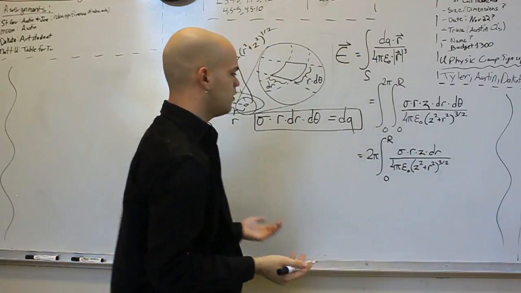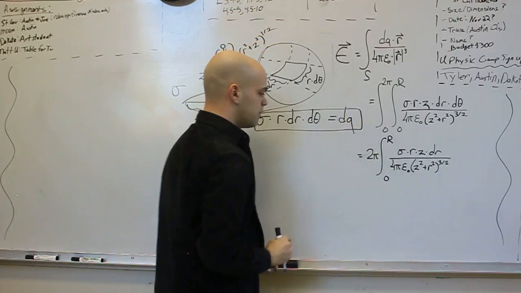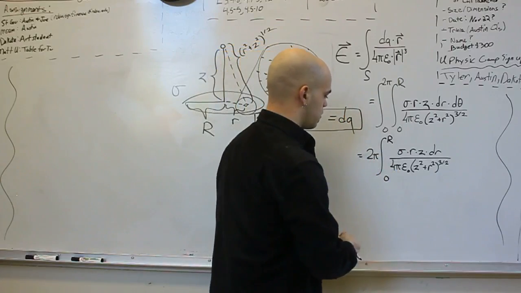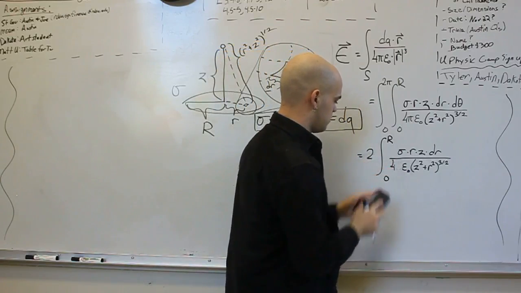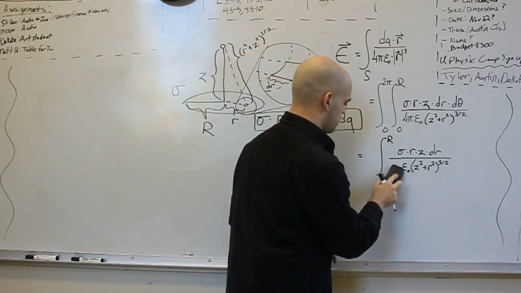Just becomes that. All of the theta stuff goes out. And note, there's now a pi in both the numerator and the denominator, so we can get rid of those. These can be simplified. This just becomes 2.